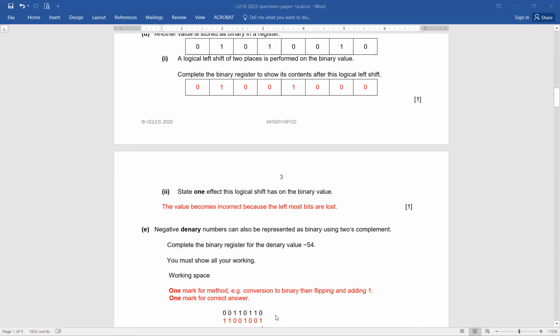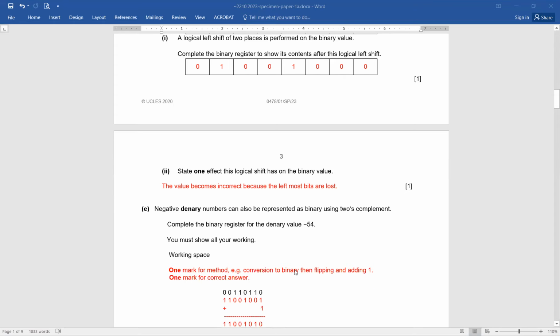By the way, there are marks given for each part. 1 mark is for method, for example conversion to binary, then flipping and adding 1, and 1 mark for the correct answer. First of all, the very first line indicates the value of 54. I'm finding the binary for 54, ignoring the negative part completely. What I obtained was 00110110. Now I'm reading the answer from the MSB, the most significant bit. The next part is that I'm flipping.